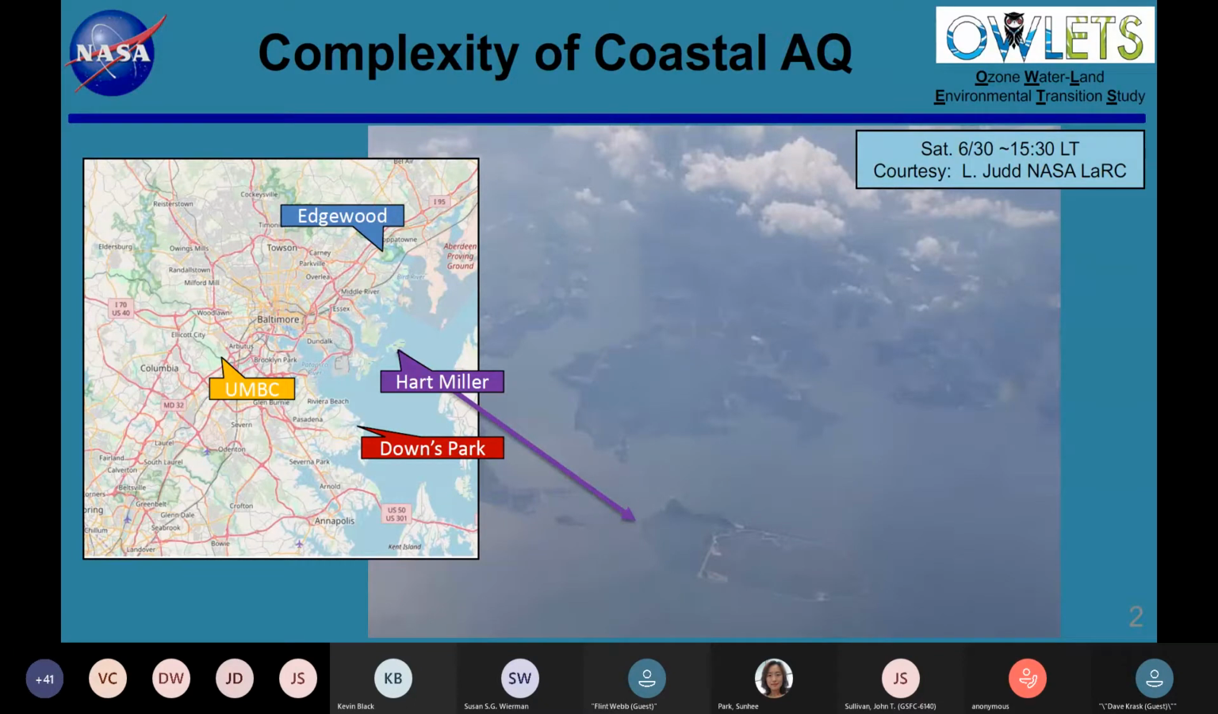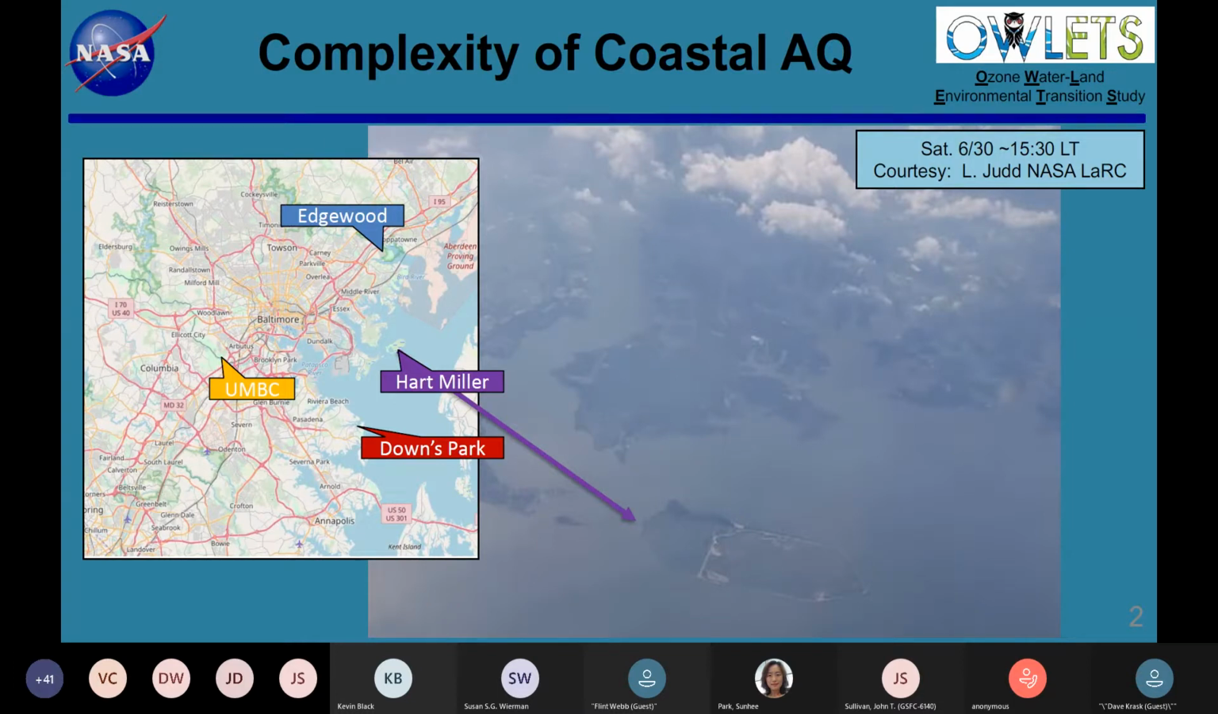This image is from Saturday, June 30th, around 3:30 in the afternoon. So if you look at this image and you think about what may cause ozone levels over water to be higher than those over land, there's a lot of things I think in this image that are visually apparent.